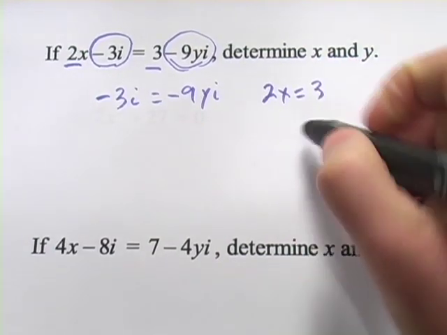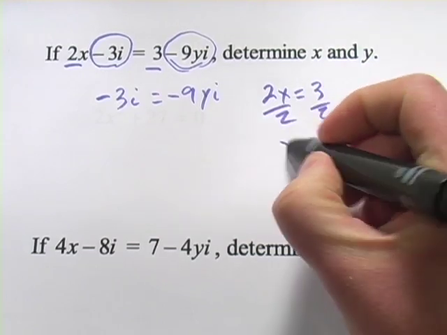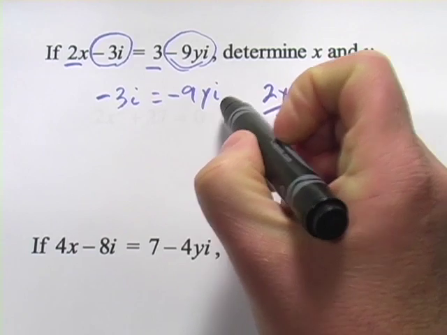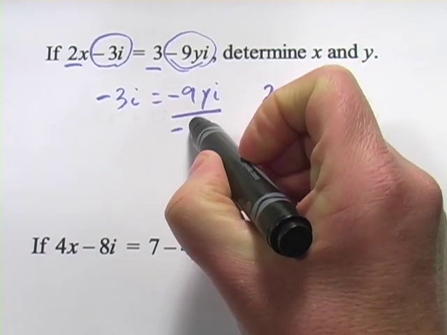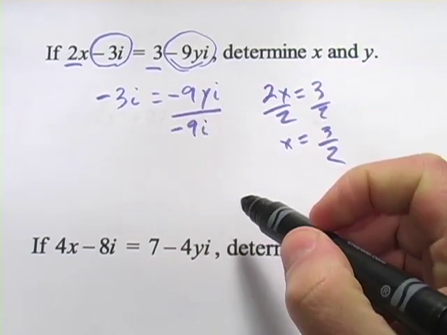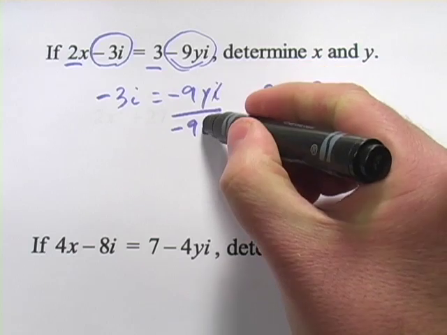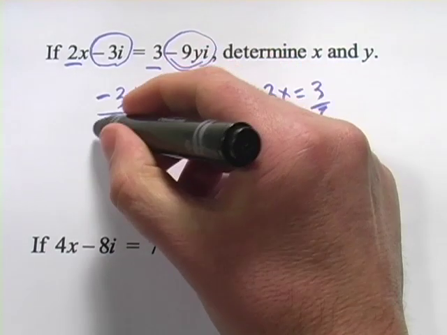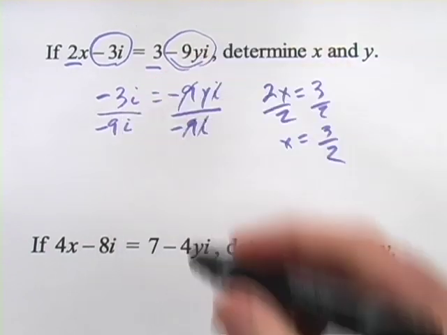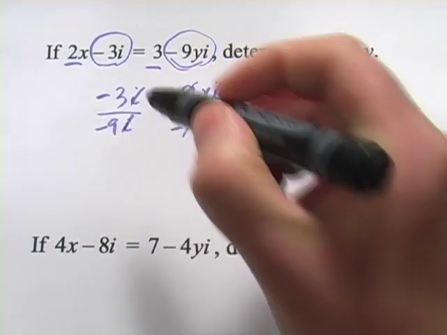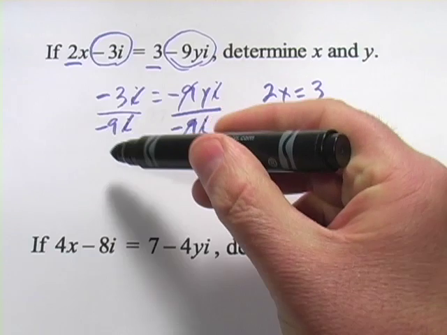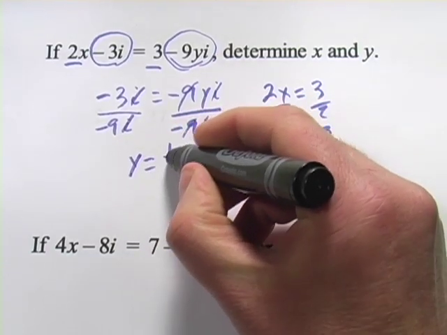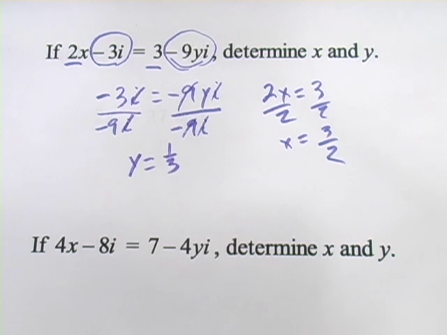Well, solving for x is pretty simple here. We just divide by 2. We get x equals 3 halves. And to solve for y, what we're going to do here is divide by a negative 9i. When we do that, over here, that's all going to cancel, leaving just y. Over here, negative 9i, the i's will cancel, and then you have negative 3 divided by negative 9, that's a positive 1/3. So y equals 1/3.